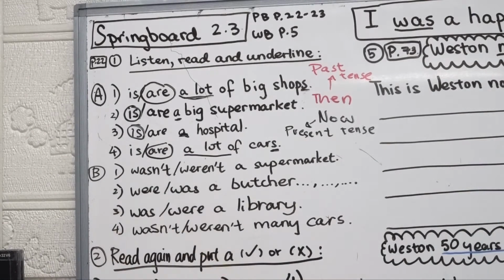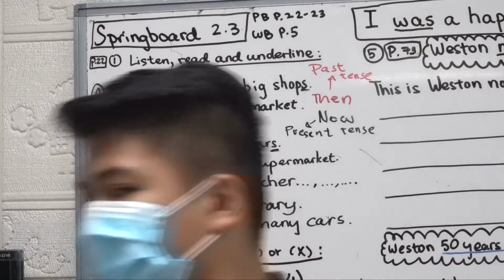This was small town 50 years ago. There wasn't a supermarket, but there was a butcher's, a baker's, and a greengrocer's. There was a library then, but there weren't many cars. Oh, it was a quiet town then.